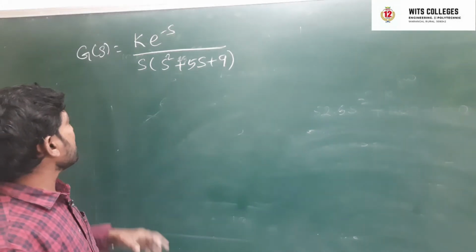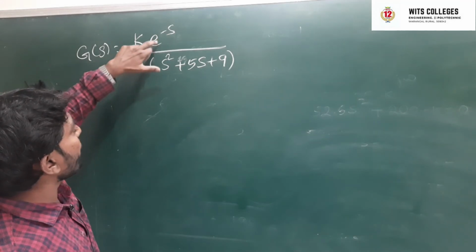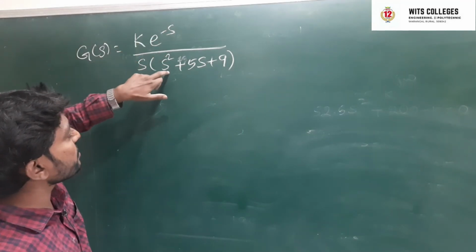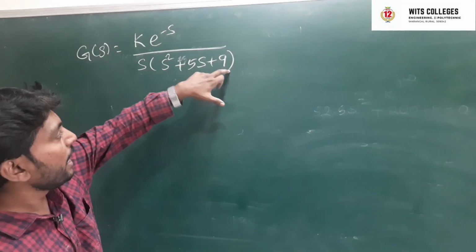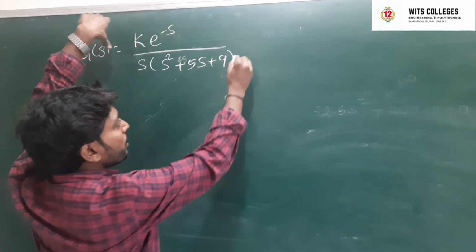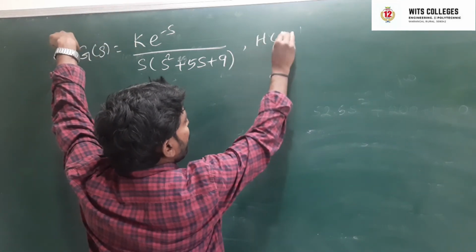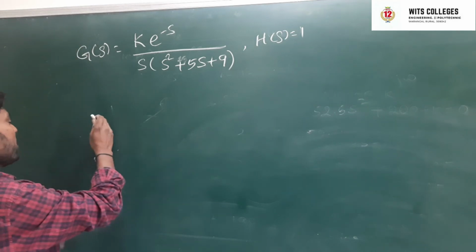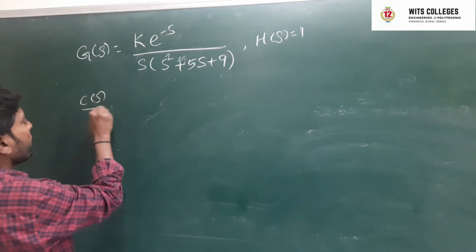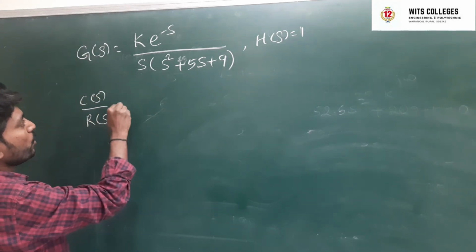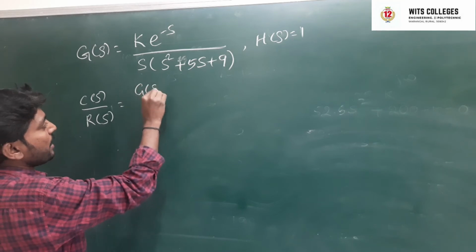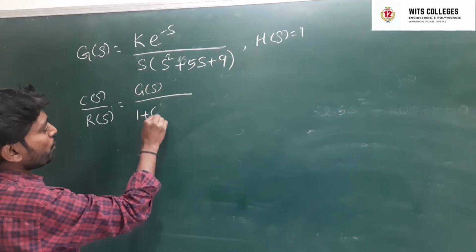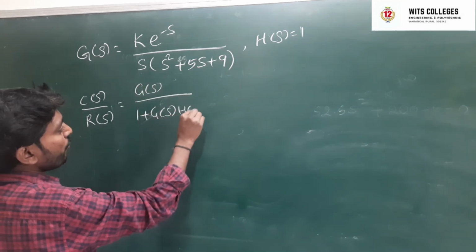The next problem is G of s is equal to k e power minus s by s into s square plus 5s plus 9. Here the open loop gain H of s is equal to 1, that is the unity feedback. Again we find the transfer function. C of s by R of s is equal to G of s by 1 plus G of s into H of s.